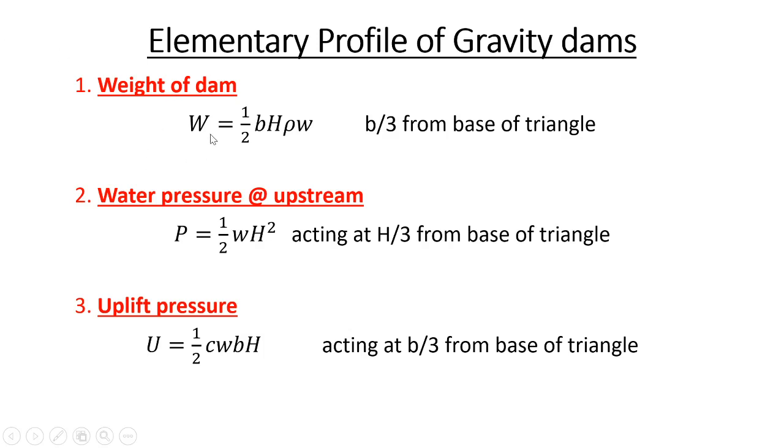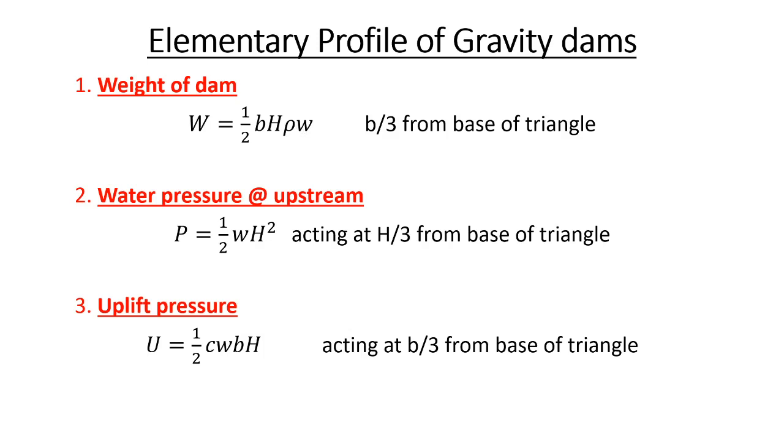So the basic equation is weight of the dam equal to area into unit weight of the material. So instead of unit weight of material, we used specific gravity of the material into unit weight of water, because you know that by multiplying the specific gravity of any material into the unit weight of water, you will get the density or unit weight of that particular material.